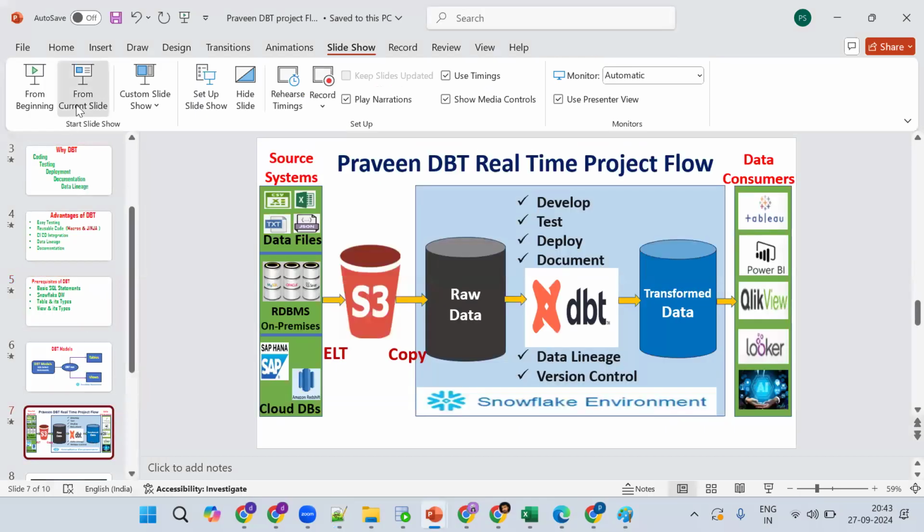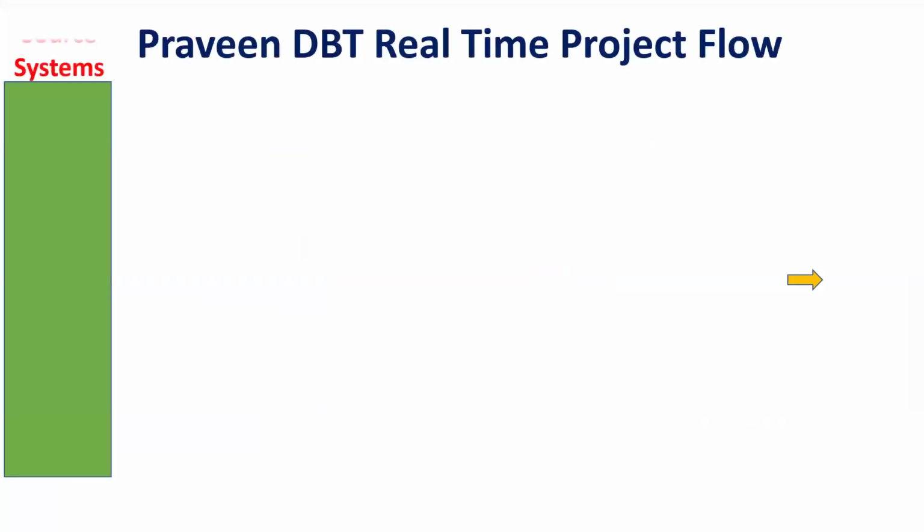Now see, this is important: the project flow. This is very, very important. My data is in source systems. It can be OLTP systems, CSV files, Excel files, JSON files.